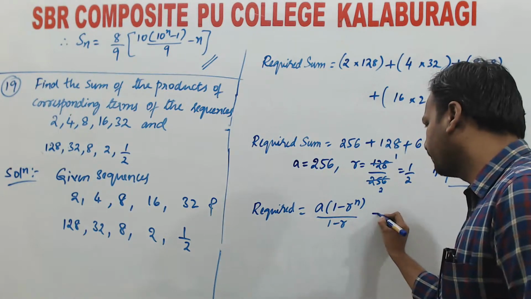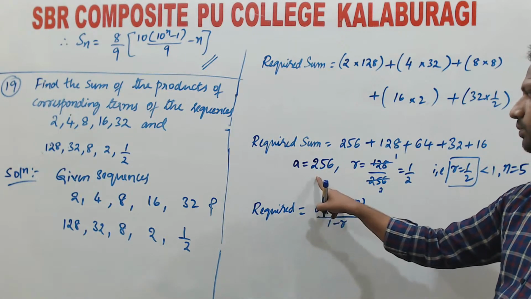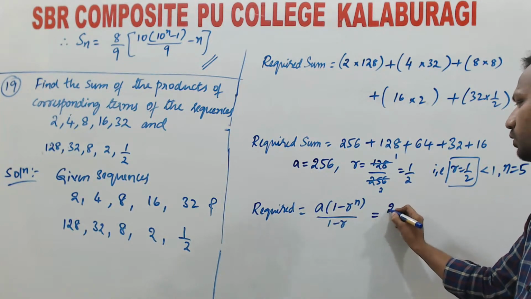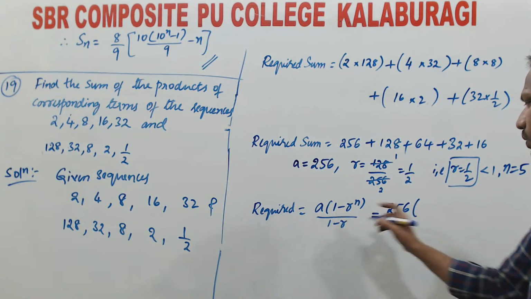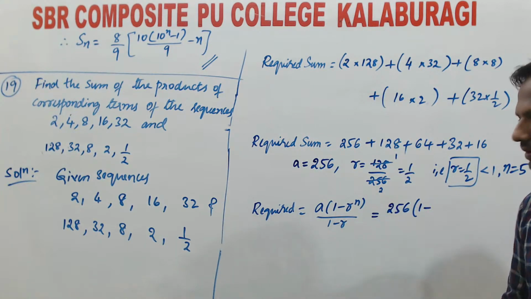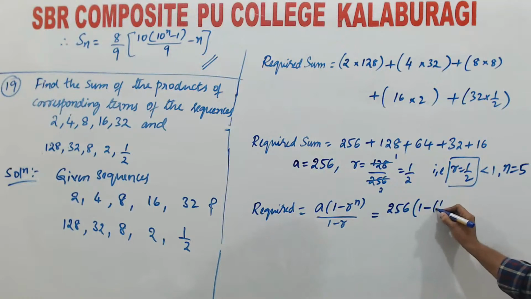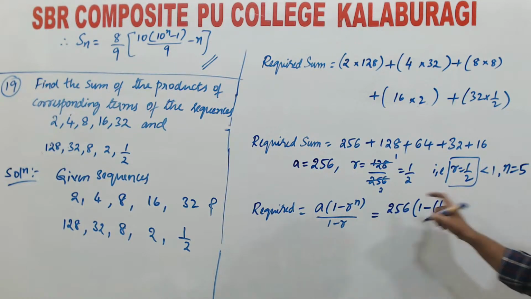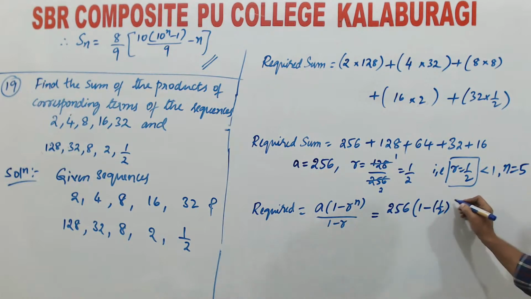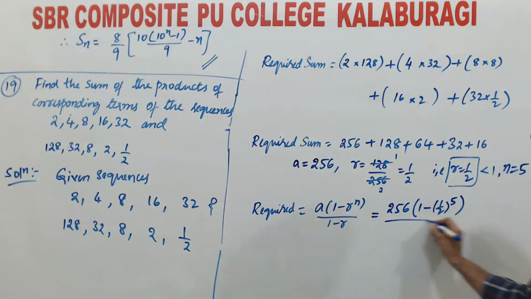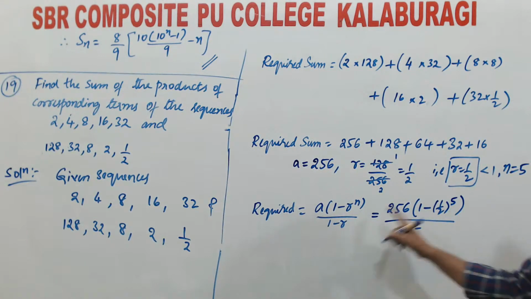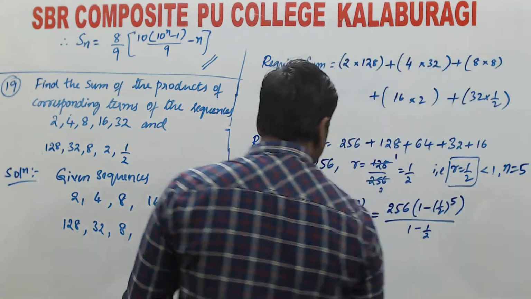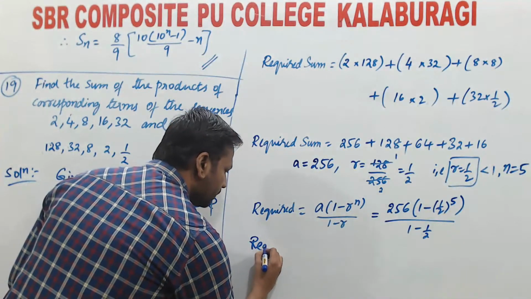Now substitute here. What is the A value? Let me substitute A and R. A is 256, bracket, 1 minus R, R is 1 by 2, to the power N, N is 5, divided by 1 minus R, R is 1 by 2. Now you do the simplification, that's all. So we have to do the simplification.